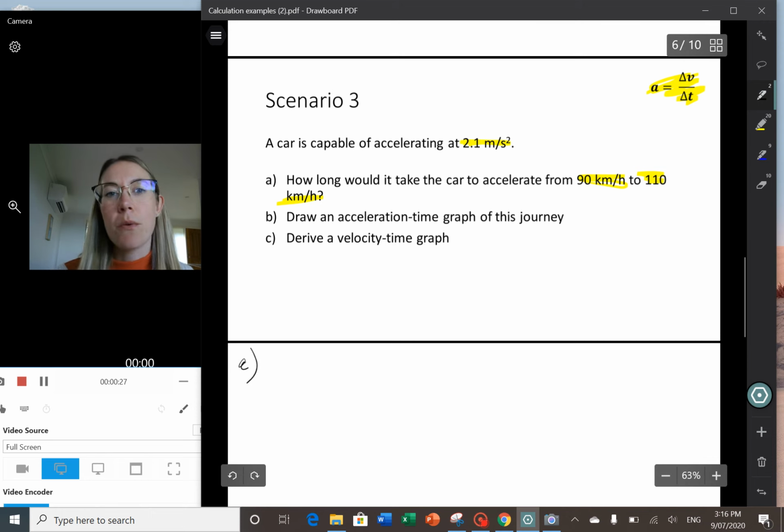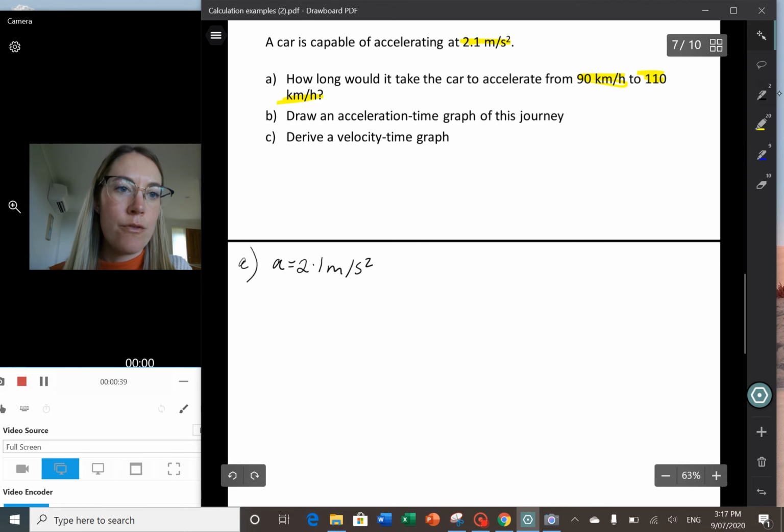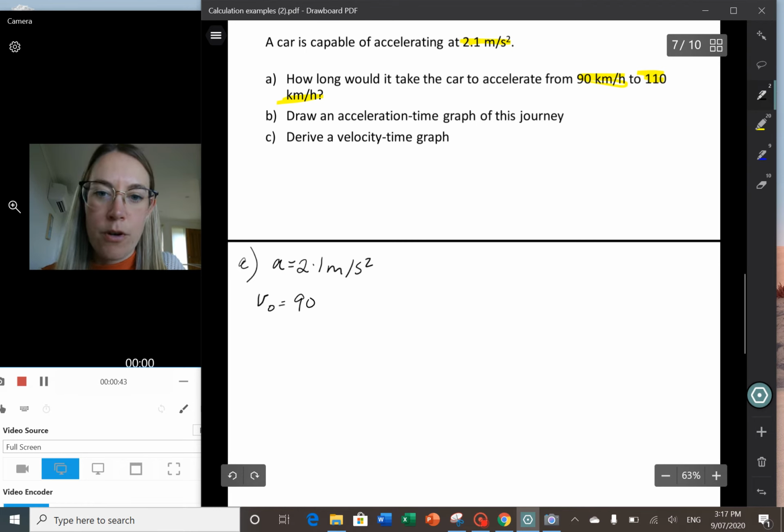The first thing that we want to do is list the information that we've been given. So we've been told that acceleration is equal to 2.1 meters per second squared. And we are given two velocity values. Our initial velocity is equal to 90 kilometers an hour, and our final velocity in this scenario is 110 kilometers an hour.